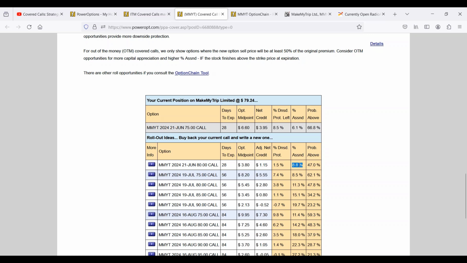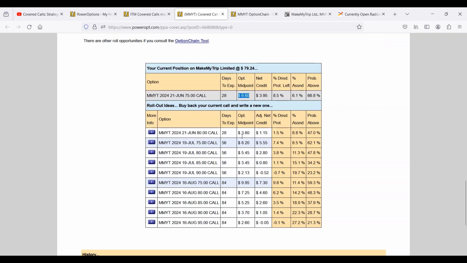And these are still rolling for a credit, because it's taking into account that $395 and the new credit of $380 and then the buyback cost. But if we wanted to be a little bit safer, we might have to roll further out in time. We could roll to the July 80 call, but that's right at the money right now.